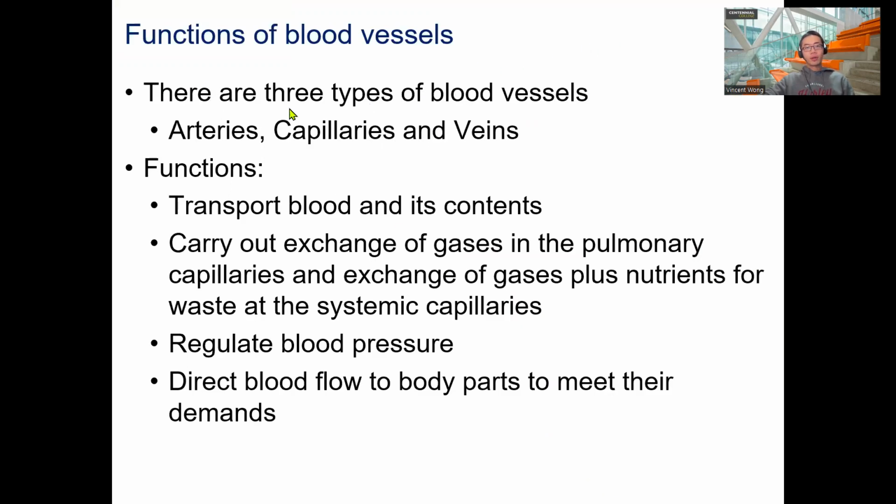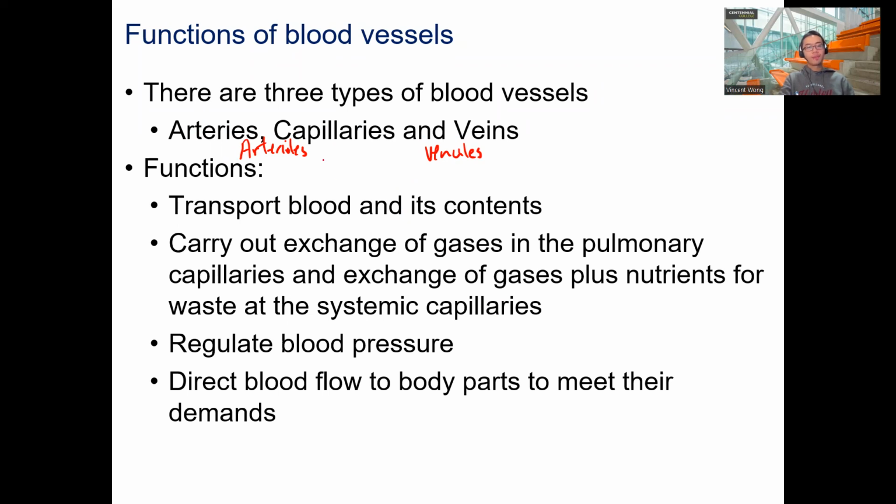Function of blood vessels. There are three types of blood vessels, as you probably know by now. There are arteries that take blood away from the heart. There are capillaries where gas exchange occurs, amongst other things. And then there are the veins that return blood back to the heart. In between the arteries and the capillaries, there are smaller versions of arteries. We call them arterioles. And between the capillaries and veins, we have the venules.